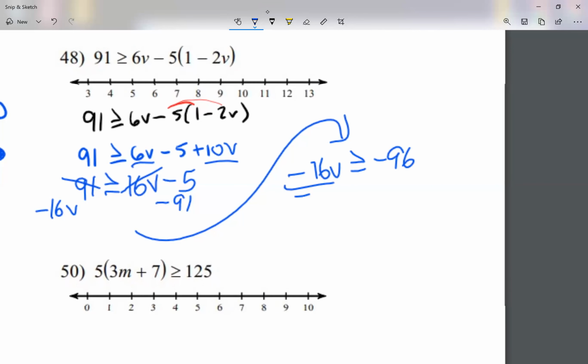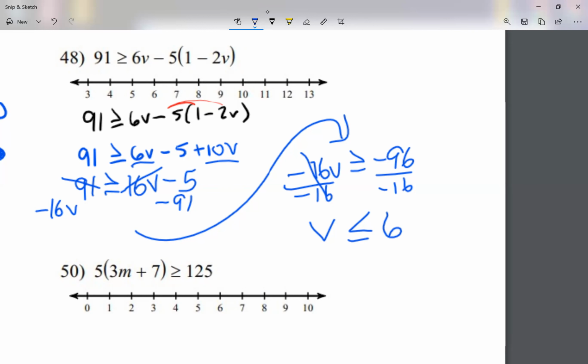Now let me divide by a negative 16. I'm dividing by a negative, so my inequality sign is going to flip. So v is less than or equal to negative divided by negative is positive. 96 divided by 16 is 6. So if you have to solve this, v is less than or equal to 6.